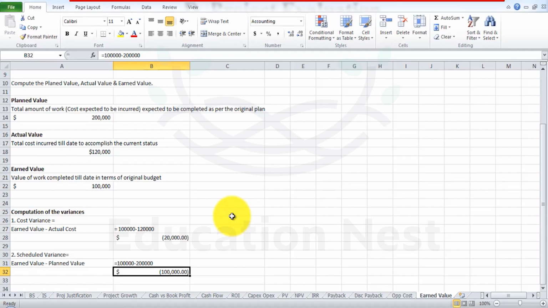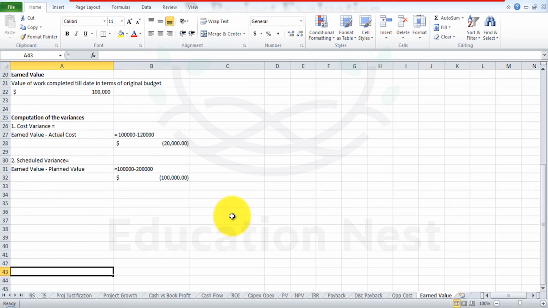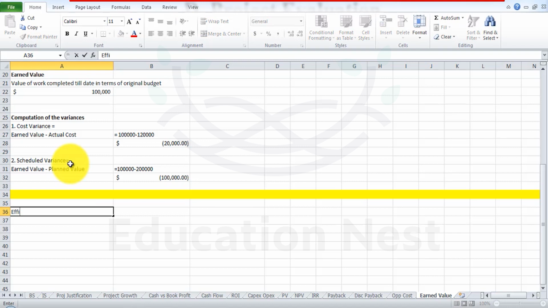Let's look at an example, and along with the example we're going to understand what is meant by these efficiency indices. The cost variance and the schedule variance can be converted to efficiency indicators to reflect the cost and schedule performance of the project. So we're going to start fresh over here with efficiency indicators. First, we're going to study the CPI, that is the cost performance index. Cost performance index is equal to earned value divided by the actual cost.